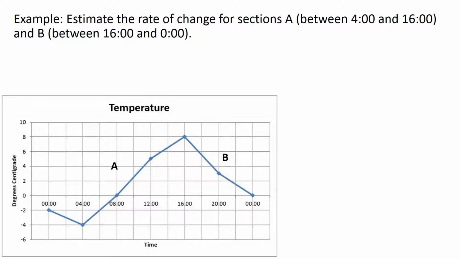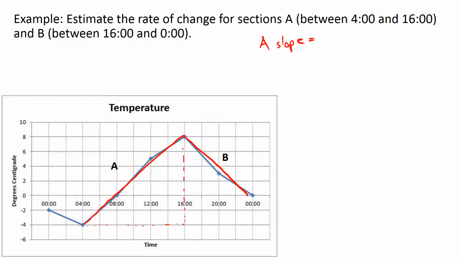So let's go ahead and try to estimate the rate of change for sections A, which we're told is this section, and B, which we're told is this section. Because we're trying to estimate, I'm going to show you how we can do this a little quicker than usual. For section A, I'm going to try to get these rises and runs a little bit quicker. How would we really do this if we truly just wanted a quick estimate?